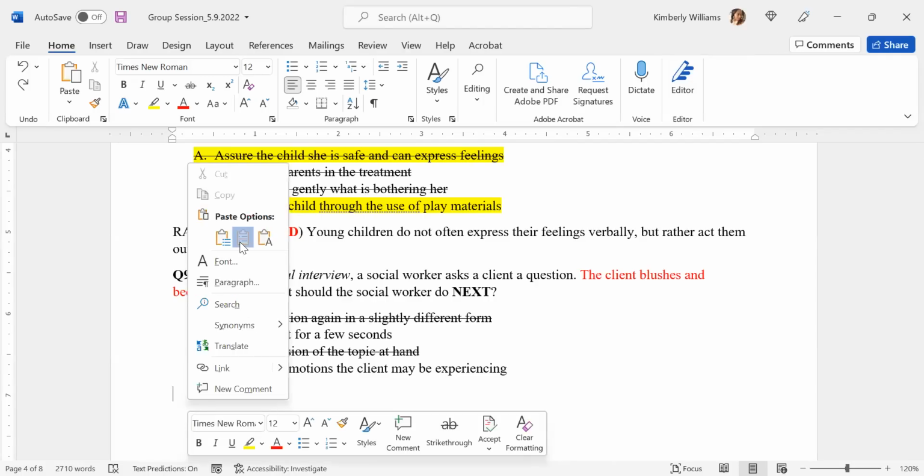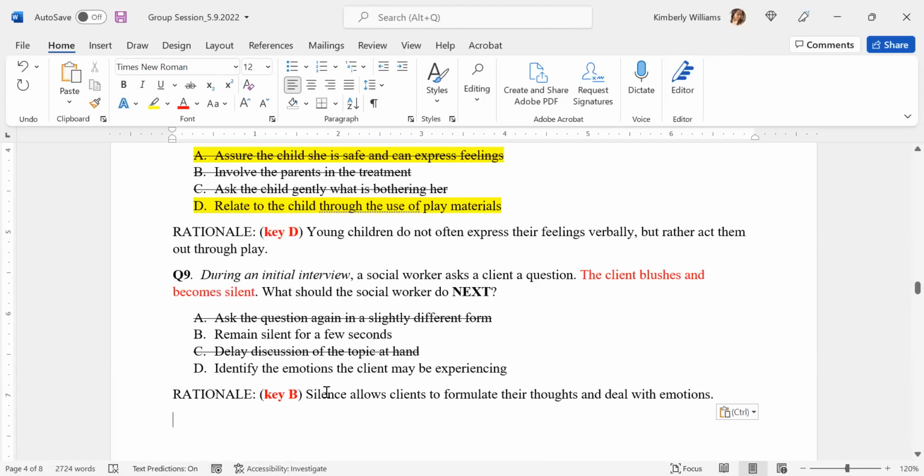Okay, so let me give y'all the answer with the little small rationale. Silence allows the clients to formulate their thoughts and deal with their emotions.